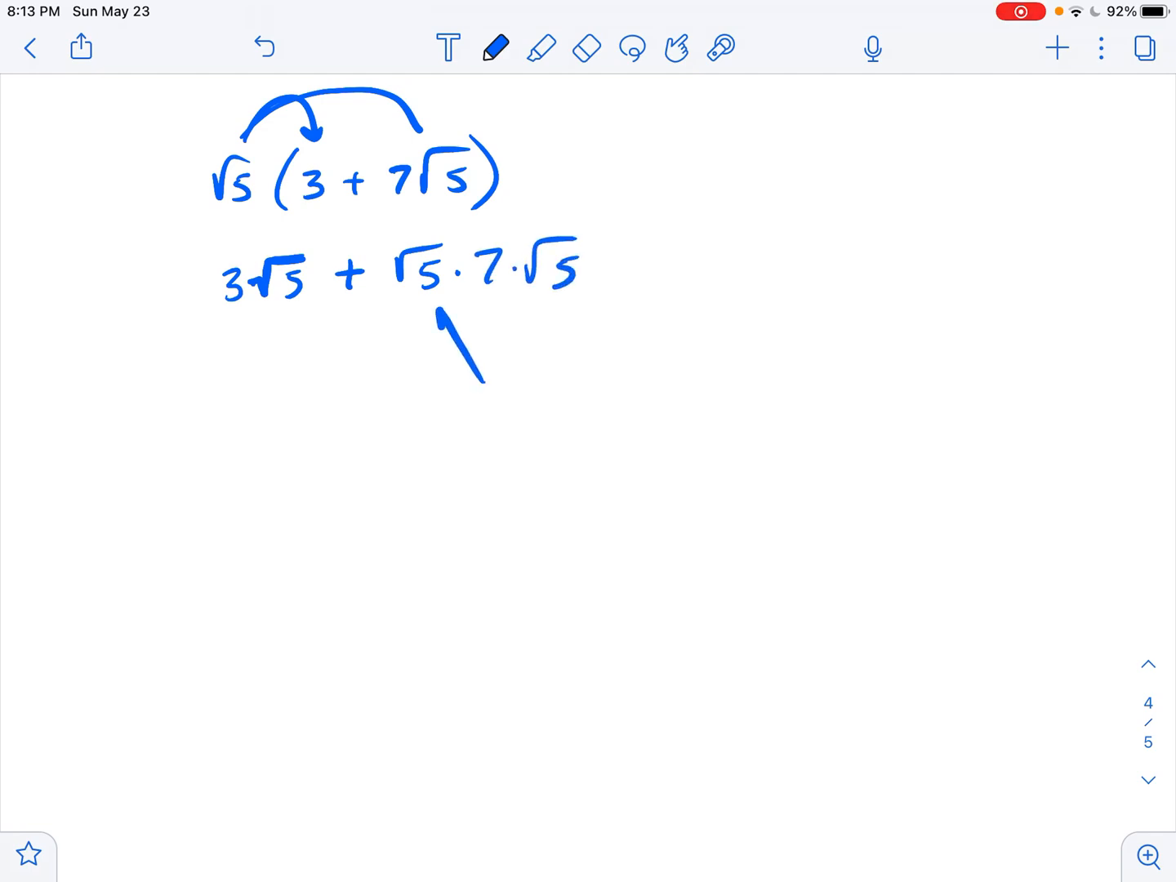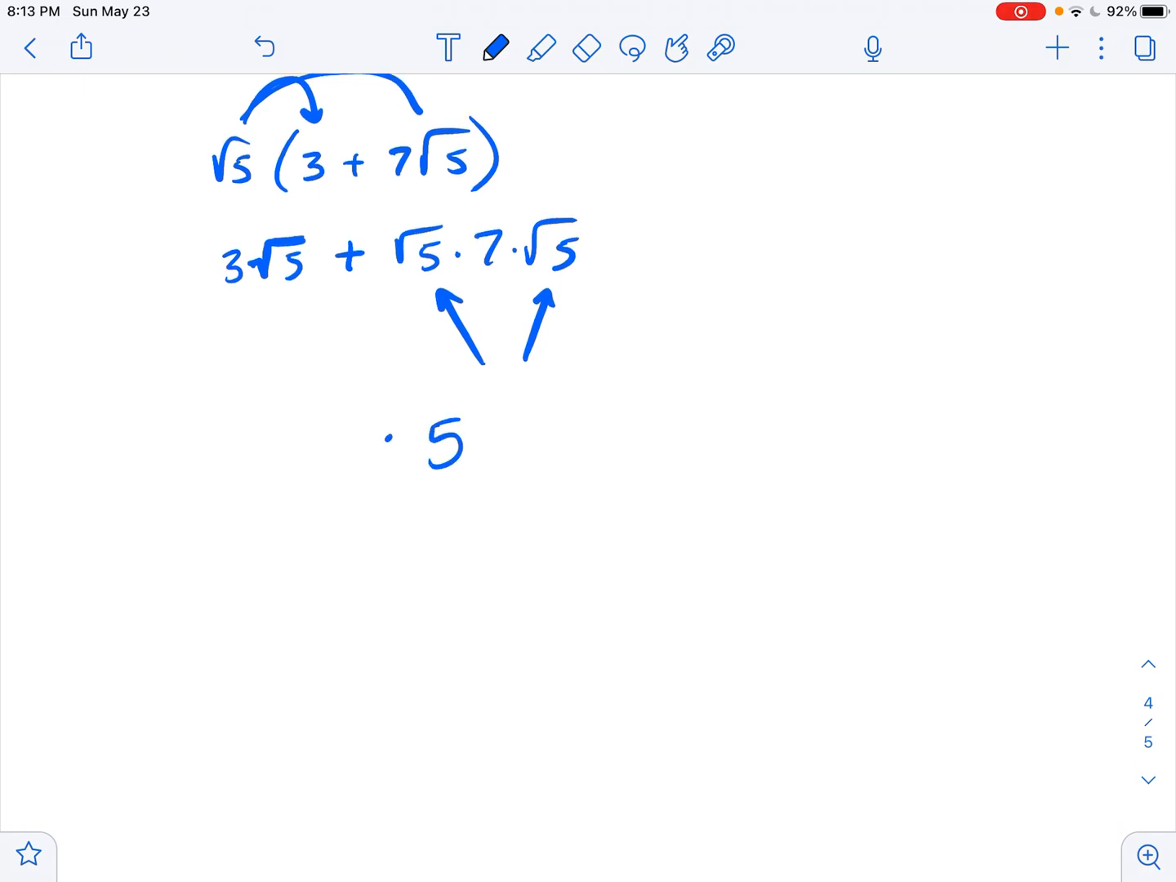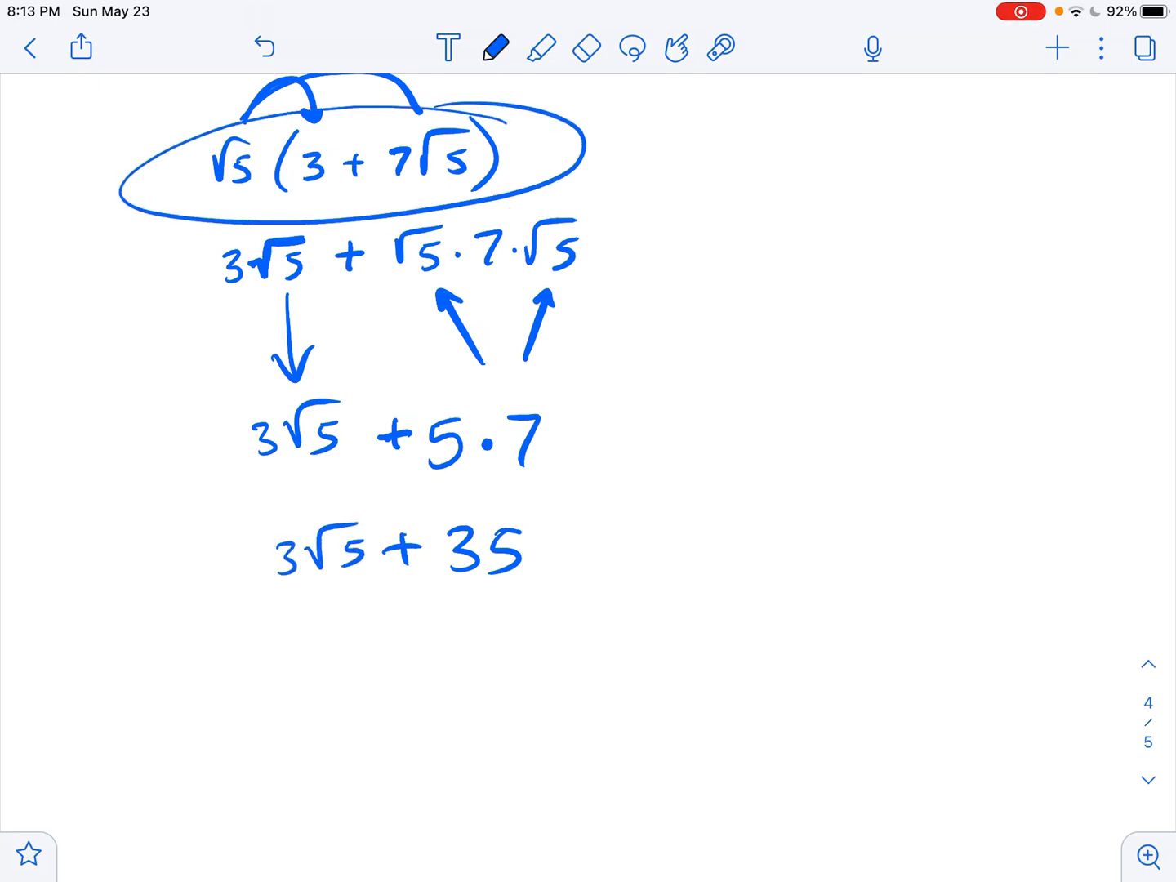I'm going to notice that these root 5's pop out of the radical, so there's no more radical. And so we now have to multiply those by a 7, and we get 35. But don't forget, we have a 3 root 5 right here. So the correct answer of this monomial times a binomial is 3 root 5 plus 35.